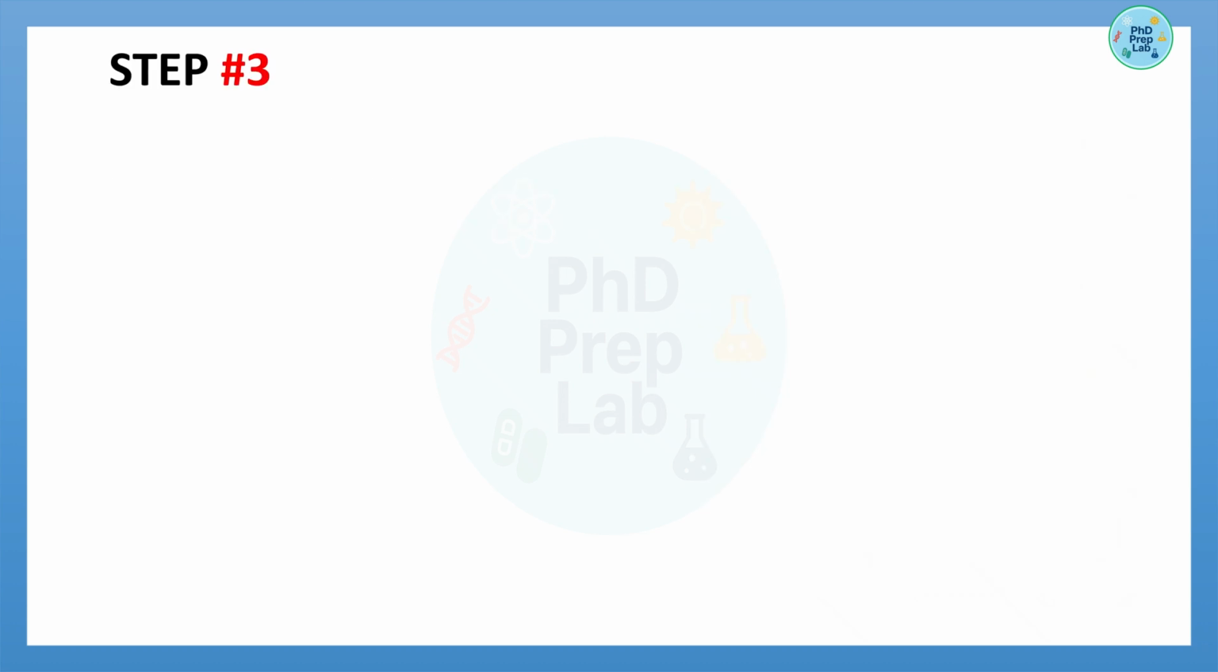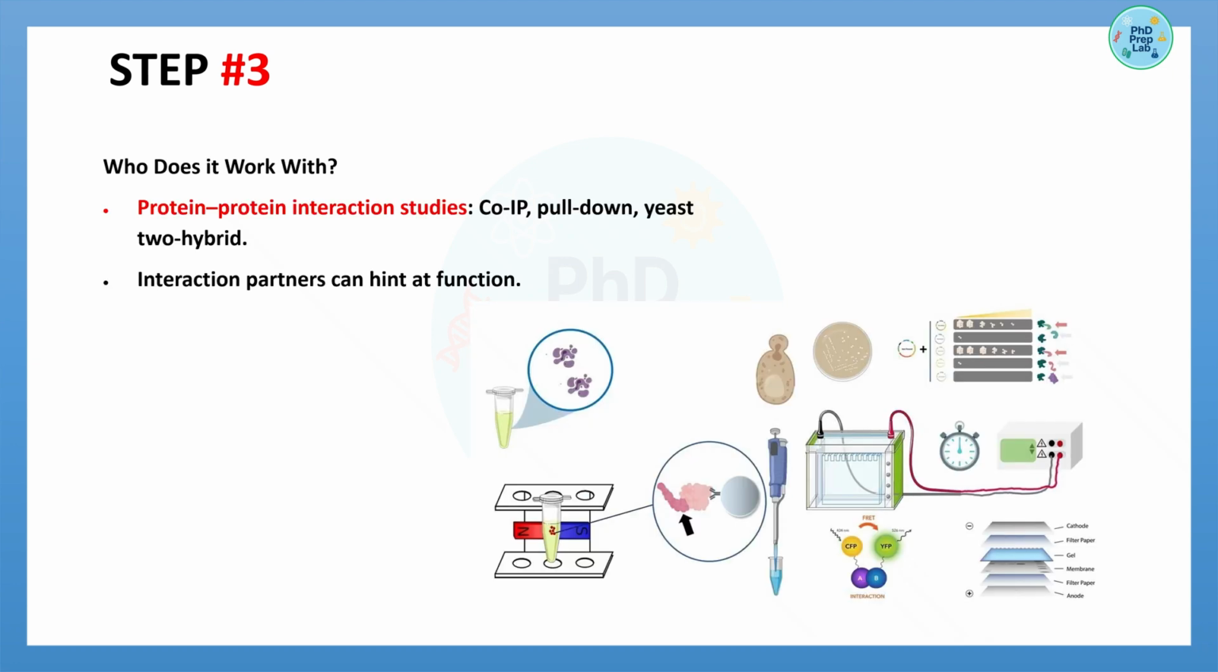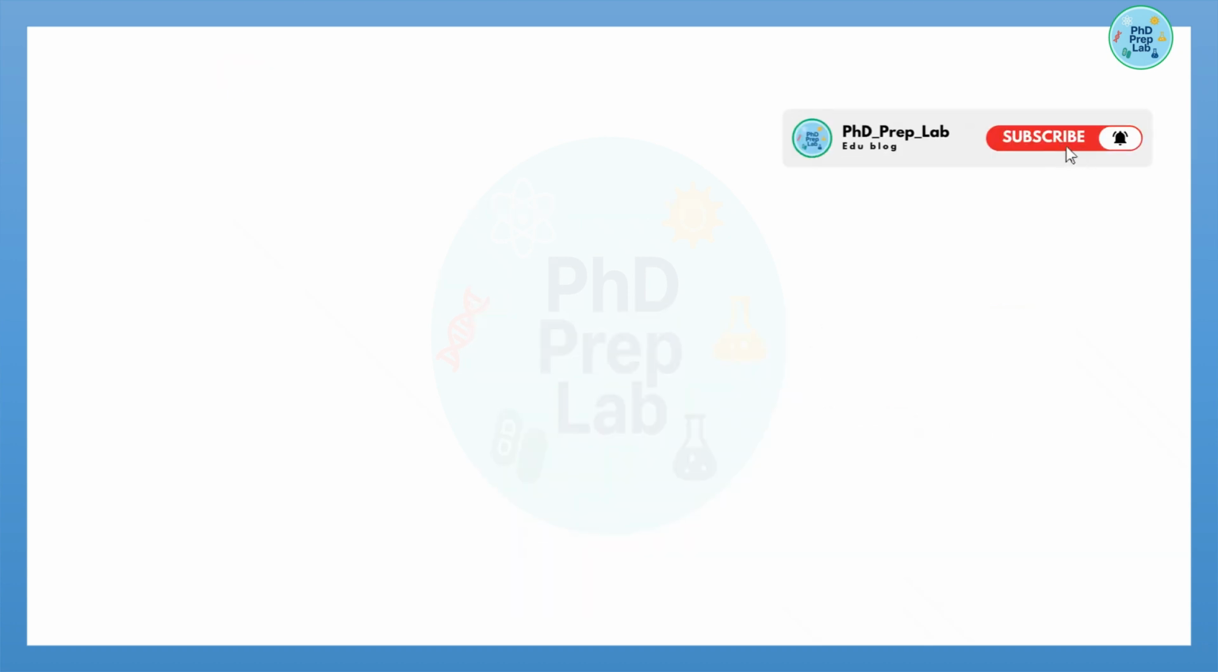Step 3 is to find who it works with. To find out, you can perform protein-protein interaction studies like CoIP, pull-down assay, and yeast two-hybrid system. If you are lucky enough to find an interaction partner, that can hint at its function, and you are pretty much close to finding it, as there is a saying that you can tell a lot about someone by the company they keep.